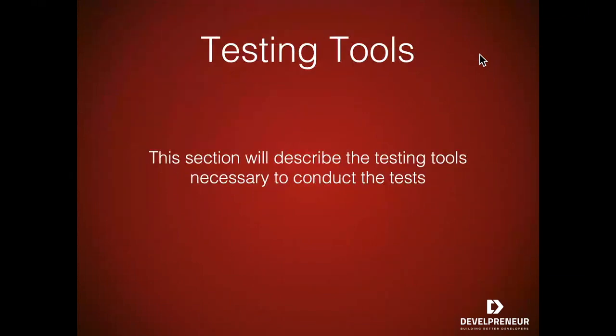Testing tools. This section will describe the testing tools necessary to conduct the tests. Define test management and automation tools required for test execution. For performance, load and security testing, describe the test approach and tools required. Mention whether it is open source or commercial tools and how many users are supported on it and plan accordingly. An example would be, say, a test management tool, some type of bug tracking tool, or an automation tool.